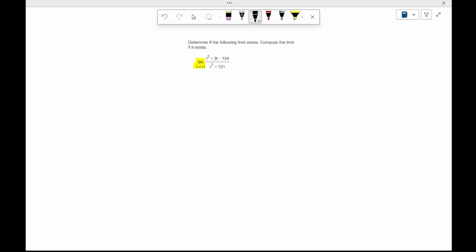So today we're going to figure out how to approach these limits without having to do all those calculations. There are smart ways around this; some smart people came up with this stuff. So first, let's start. If we put in 11, what would happen? So we have 11 squared plus 3 times 11 minus 154 on top of 11 squared minus 121. I can already tell you the bottom is going to be 0 because 11 squared is 121.